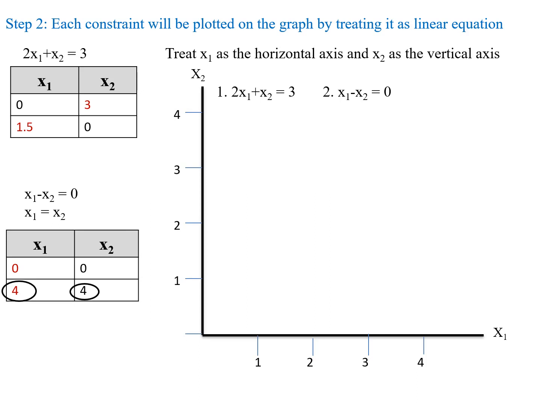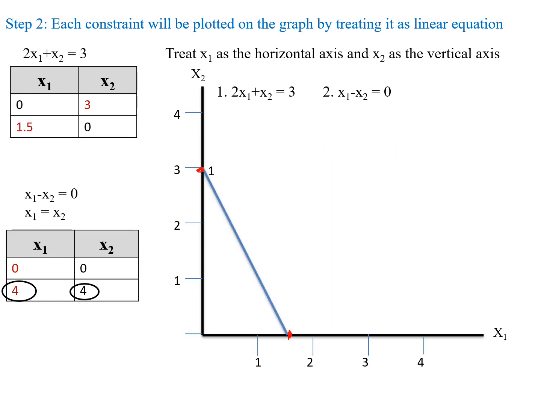So next we have to mark the coordinates of the constraint equations on the graph sheet. For the first constraint equation, 0, 3 and 1.5, 0. First we have to mark the 0, 3 point. So this is here. And we have to mark the 1.5, 0 point, which will approximately be here. Then we have to join these 2 points. It gives the first constraint equation line.